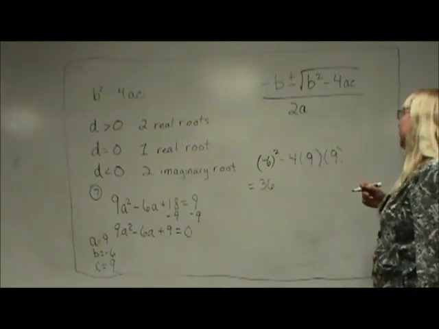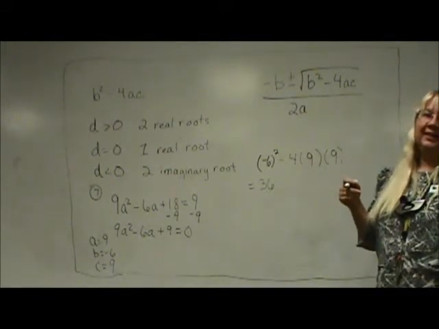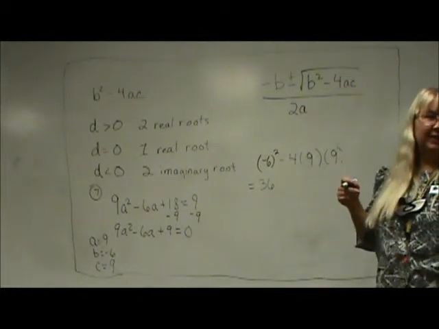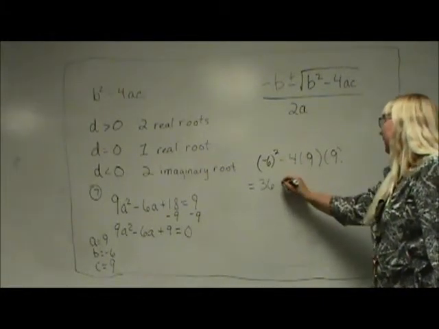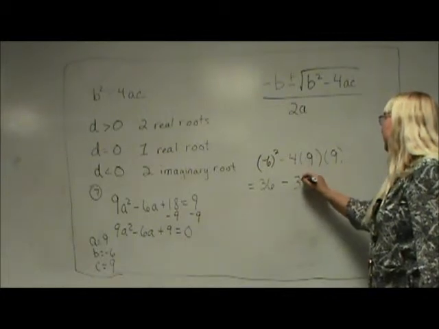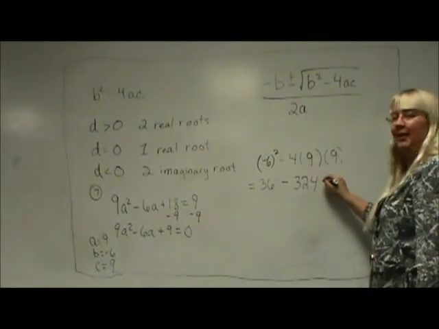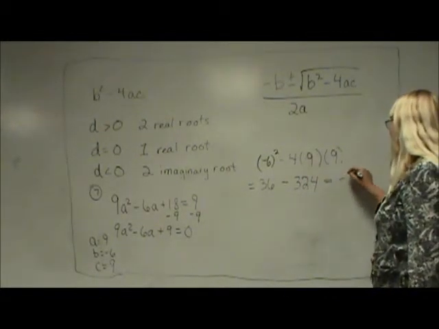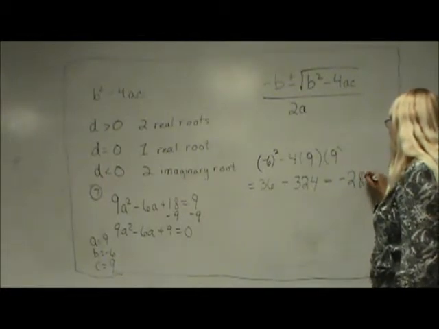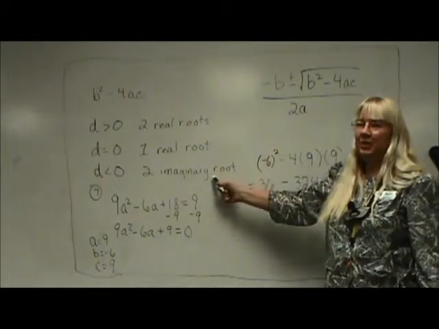9 times 9 is 81 times 4 is negative 324, equals negative 288. And again, we have 2 imaginary roots.